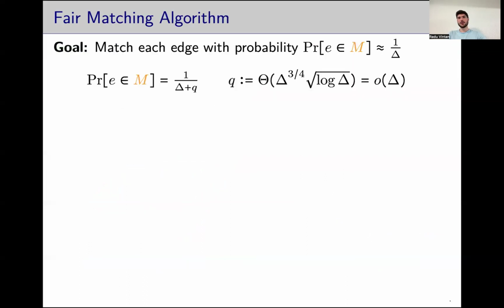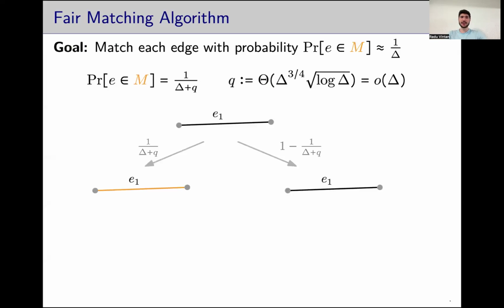So let me show how such an algorithm can be designed. Our goal is going to be the following. We're going to try to match every edge with probability exactly 1 over delta plus some slack. And this slack Q is roughly delta to the 3 over 4, so it's little o of delta. It's small enough. And this is the probability that we'll be aiming for. So when we get an edge E1, the most reasonable thing to do is to just pick it with probability 1 over delta plus Q. So with this probability, it's matched, and otherwise it's not.